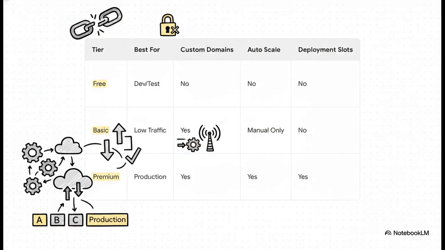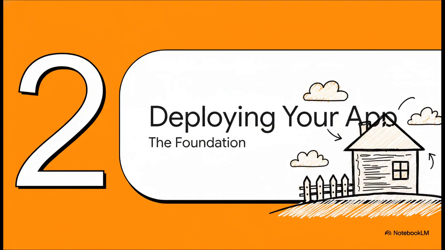And the plan you choose, it's not just about more power, it's about unlocking more capabilities. The tier directly controls what you can actually do. Sure, the free tier is great for kicking the tires, but you can't even use your own domain name. The game really changes when you jump up to the premium tier. That's when you get the professional-grade features like autoscaling and deployment slots, things you absolutely need for a serious production-level app.